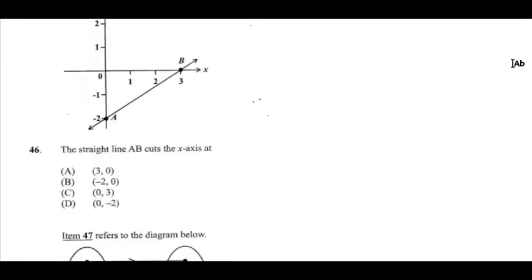So 46 refers to the graph below. The straight line AB cuts the x-axis at, so remember guys, this is the point that you're looking at, B, right here. And remember, in reading coordinates from a graph, it is always x-axis followed by y-axis. So at this point the x value is 3 and the y value is 0. So therefore our answer is 3, 0. So our answer for 46 is A. And we're moving nicely along.